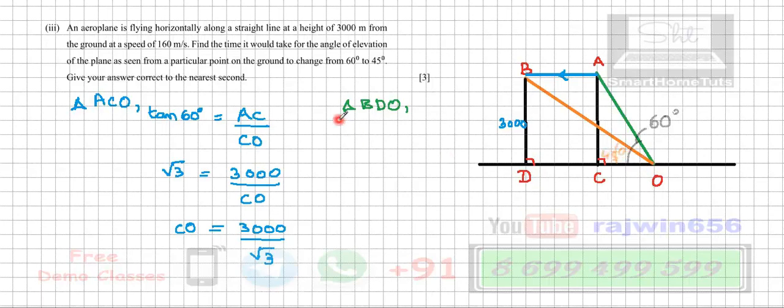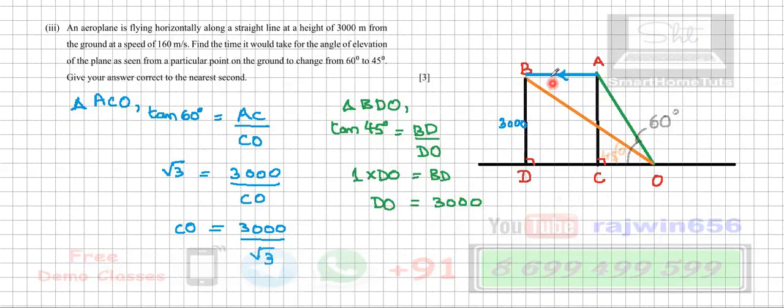So again, here we are going to use the ratio tan 45 degrees. Opposite side BD divided by adjacent side DO. So tan 45 is 1. So BD is equal to DO. This is going to become 1 into DO is equal to BD. So DO will be 3000.